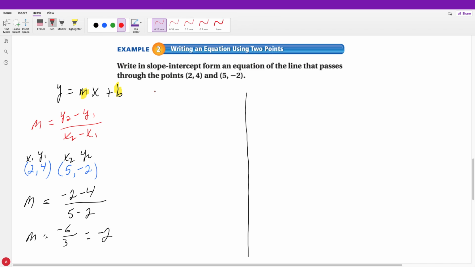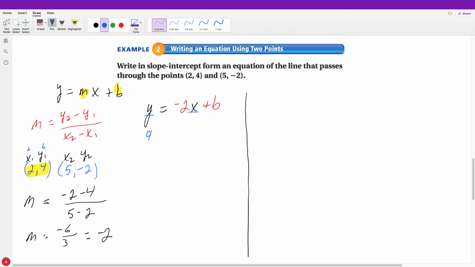So I went ahead and solved already and figured out that my equation is y is equal to negative 2x. And now I just need to solve for that b. And remember, we know it passes through these points, so it doesn't matter. We can pick any point that we want. I'm just going to go ahead and pick this 2 and 4 just because they're both positive. And I know that this can be substituted in for an x and in for a y. So I'm going to substitute them into my x and y since I know that it passed through them.